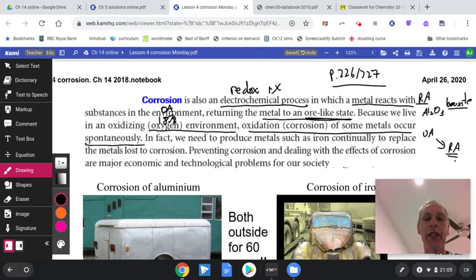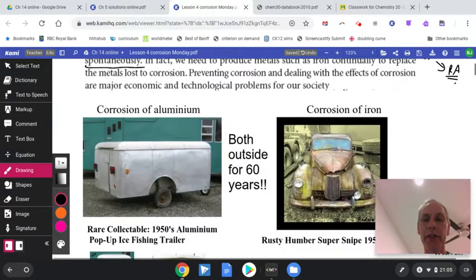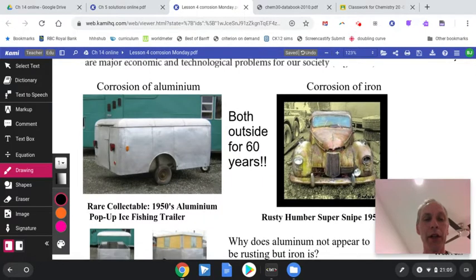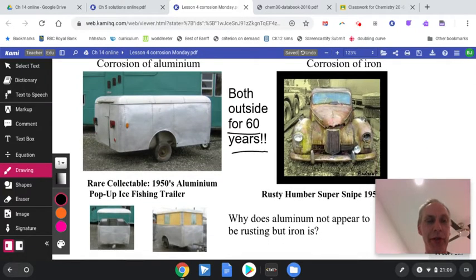Now, we need to produce new metals constantly because we're losing metals constantly to the consistent, ever-present corrosion that's going on. So let's take a look at this example. We have two vehicles that have been sitting outside for about 60 years. We've got this aluminum pop-up ice fishing trailer, which is really cool. This lid lifts up, and you've got two little seats in there, a little tent folds down, and little windows you can open up to put your fishing rod out there and go ice fishing.